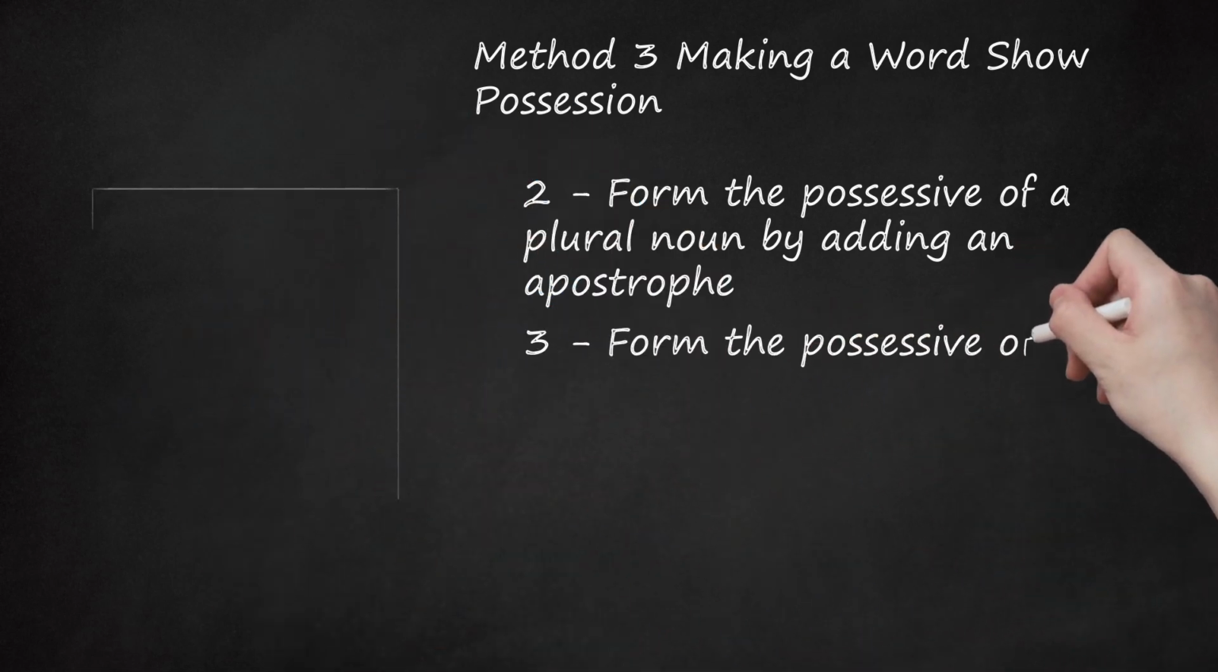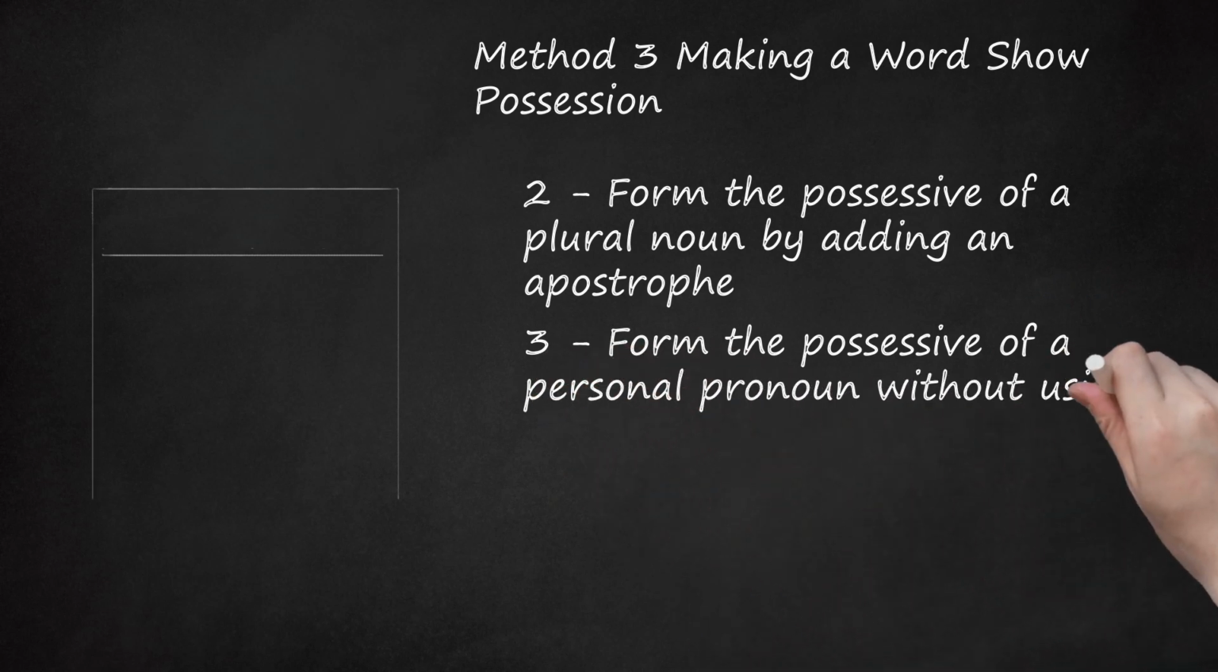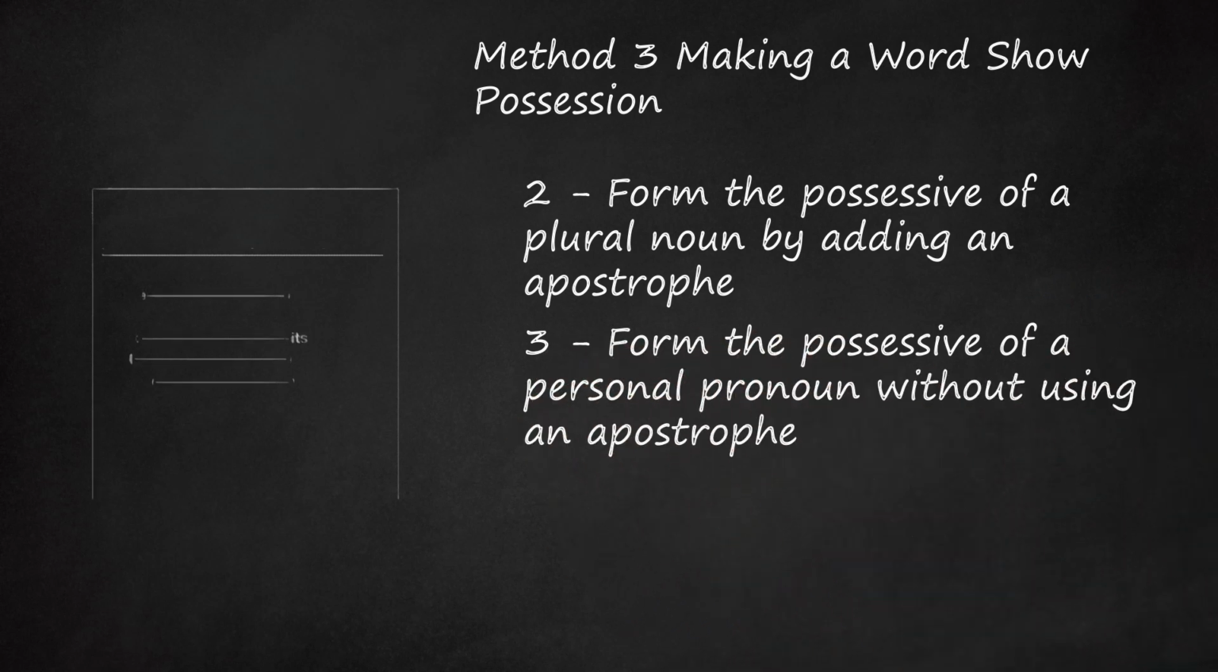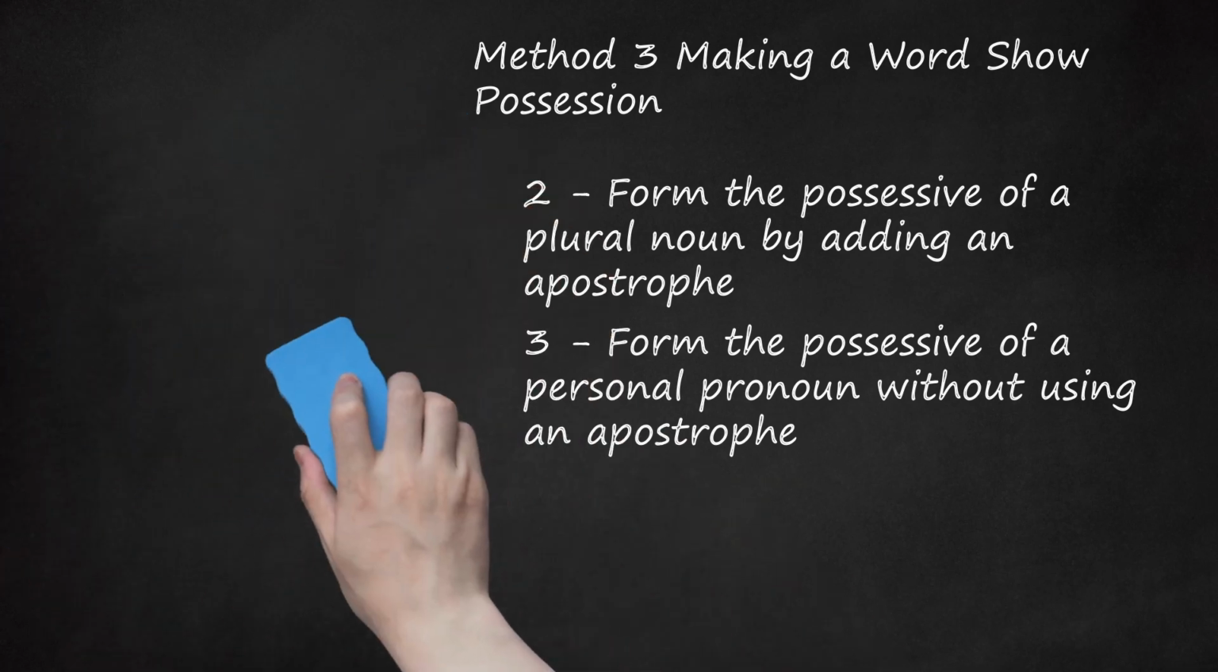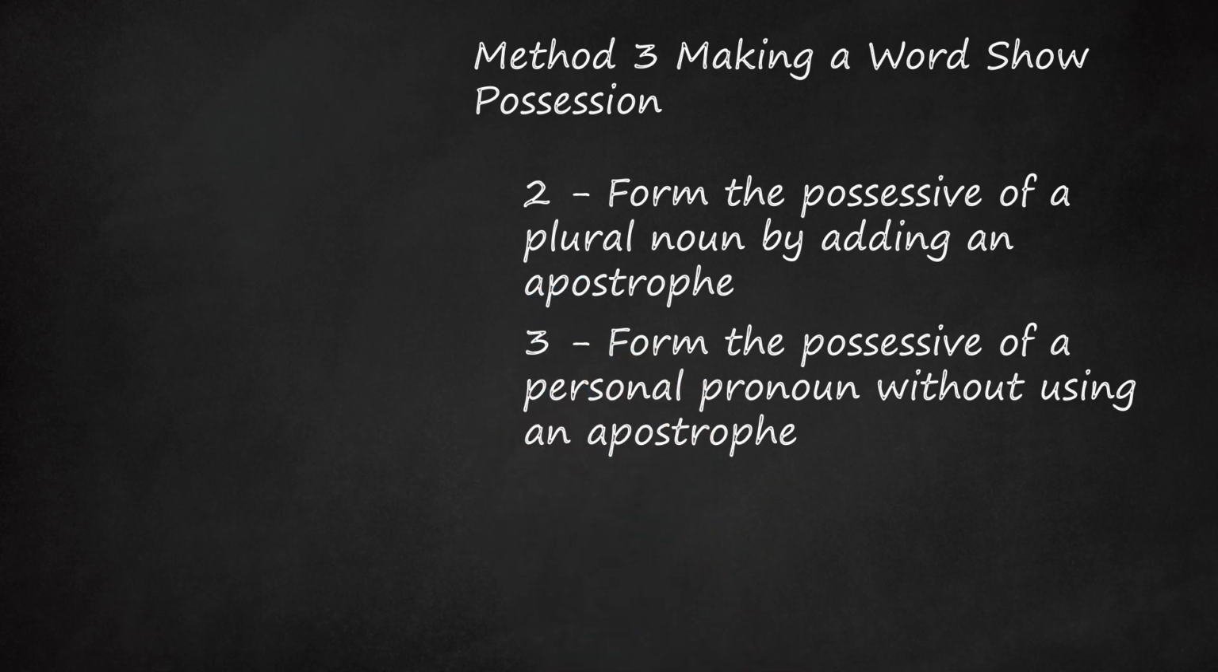3. Form the possessive of a personal pronoun without using an apostrophe. The correct forms of the third-person singular he, she, or it are his, hers and its, without apostrophes. The correct form of the first person I is my if the item possessed is named and mine if it isn't. Similarly, the possessive forms of the first-person plural we are our and ours, respectively, for you they are your and yours, respectively, and for they are their and theirs, respectively.